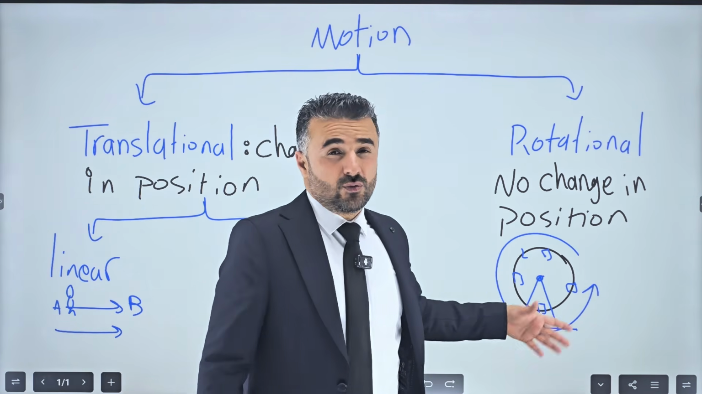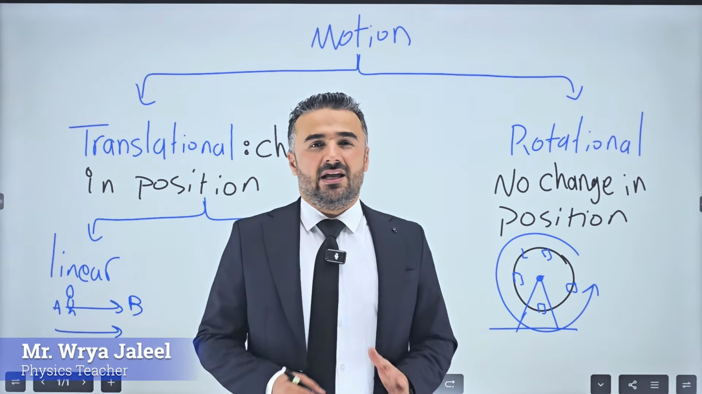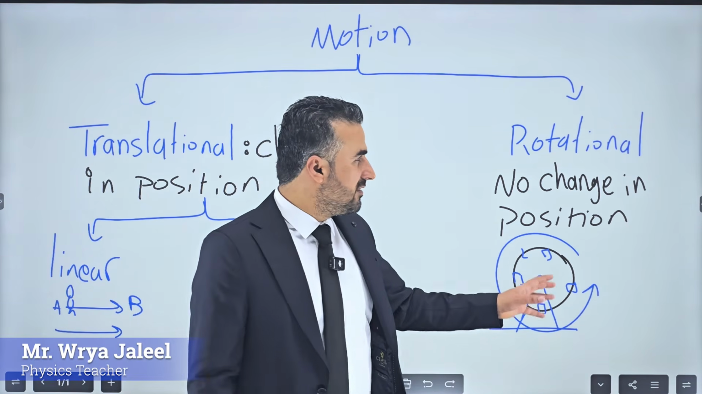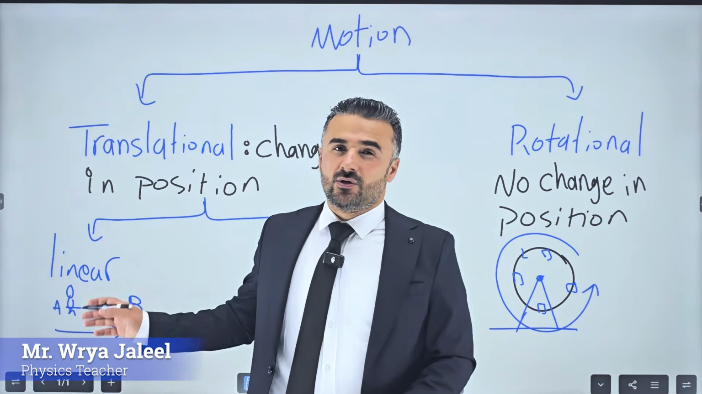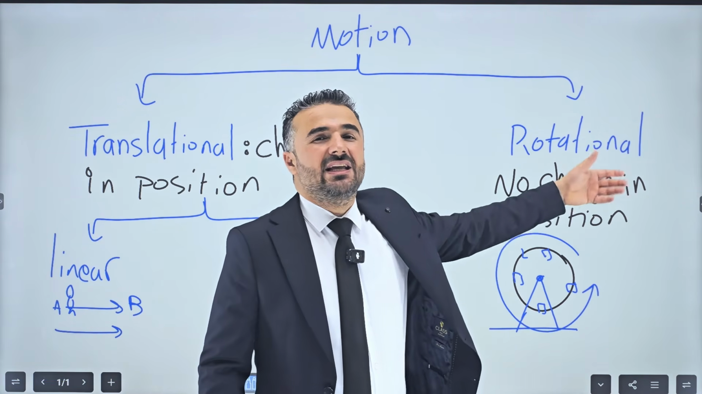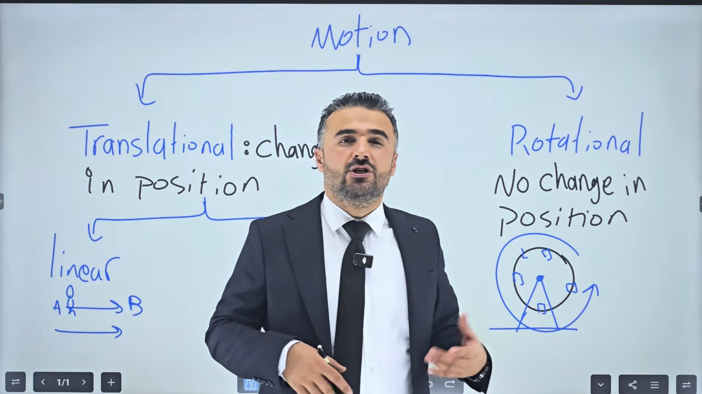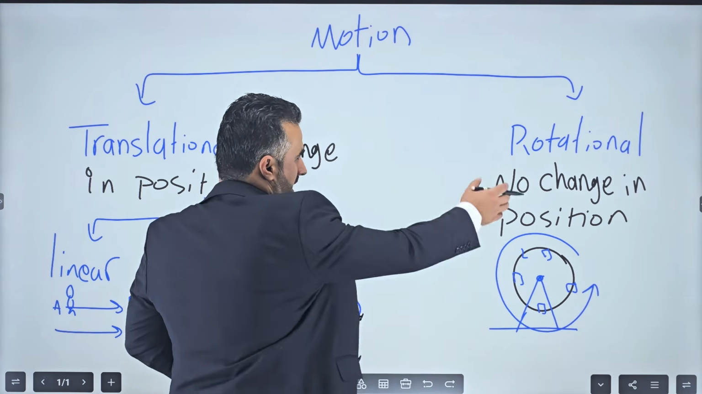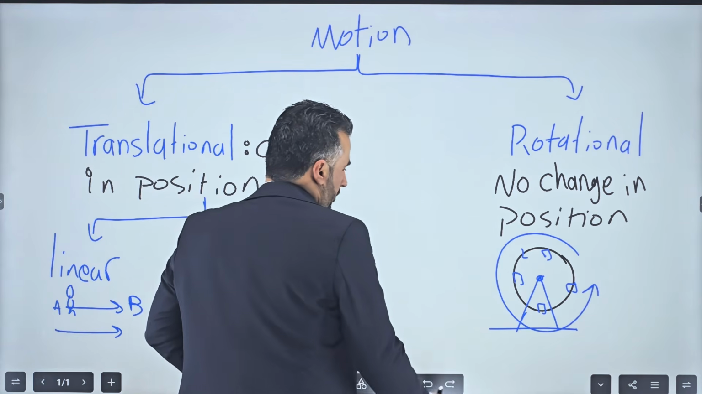But does the Ferris wheel change its location? The answer is no. So this would be the main difference between rotational and translational. In rotational, the object is just rotating, or you can say spinning, without changing its location, and that is what we can call rotational motion.